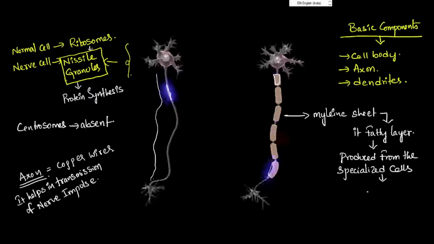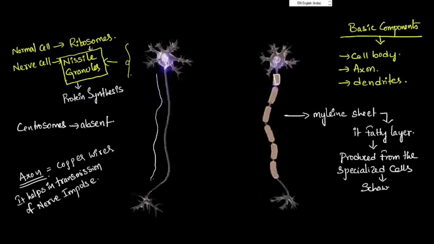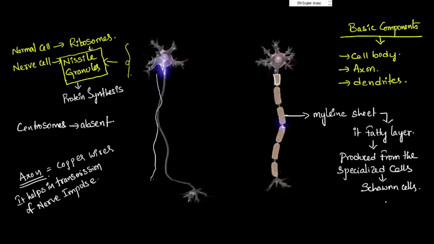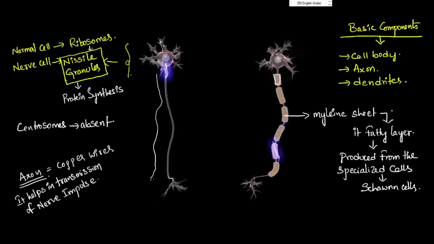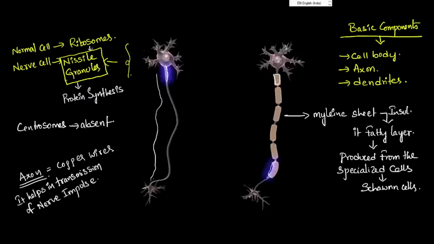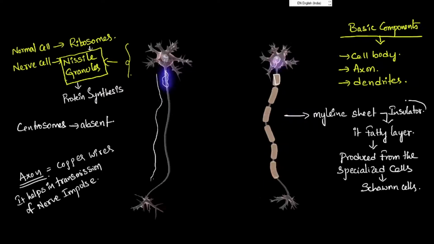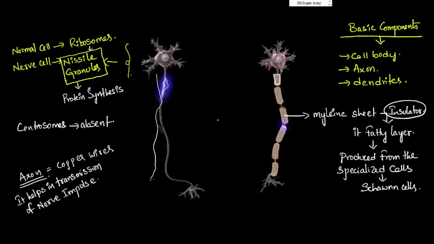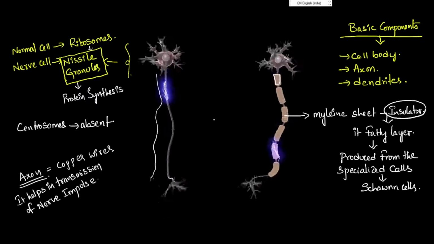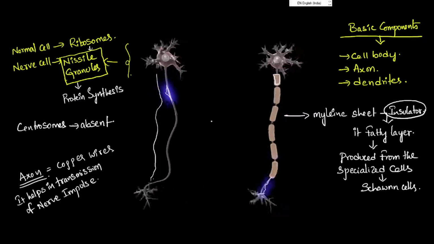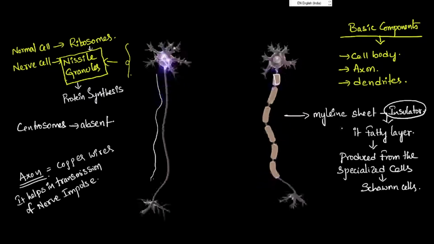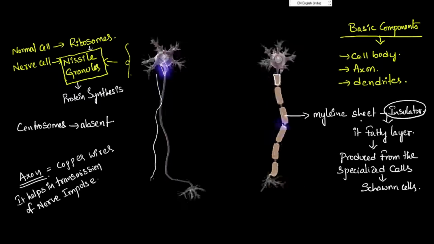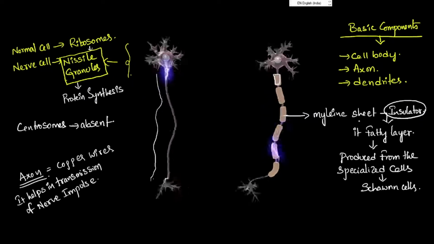Produced from specialized cells known as squamous cells, students. Okay, now, this myelin sheath will act like an insulator. As I told you, in a normal electrical wire, the copper wire inside is equal to the axon, students, and the plastic sheath outside is equal to the myelin sheath.